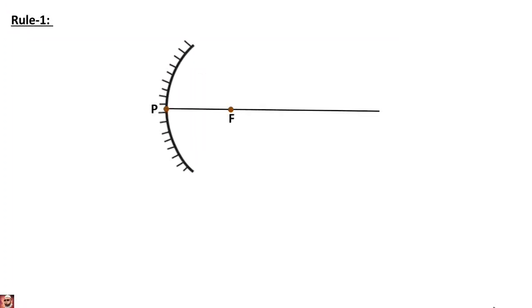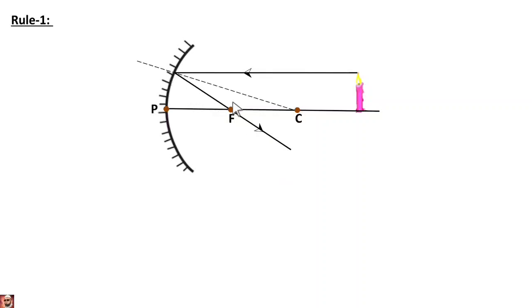Let's first see the rules to draw ray diagrams of a concave mirror. Rule 1. Let us consider a concave mirror and indicate the pole, focus and center of curvature, and place the object on the principal axis. The first rule is here. When the rays are coming from the object parallel to the principal axis, so this is the incident ray and this ray is parallel to the principal axis, then the reflected ray passes through the focus. And this dotted line is nothing but a normal.